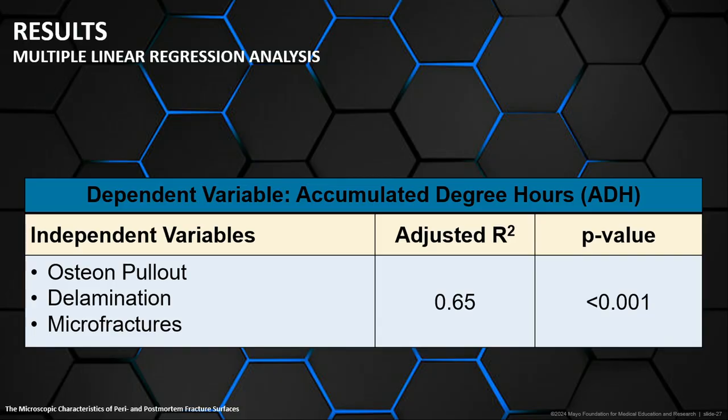Early in the postmortem interval, these features account really well for fracture timing. And actually interesting is that just osteon pullout gives an R-square of 0.87. So it's an excellent indicator and probably our strongest one.